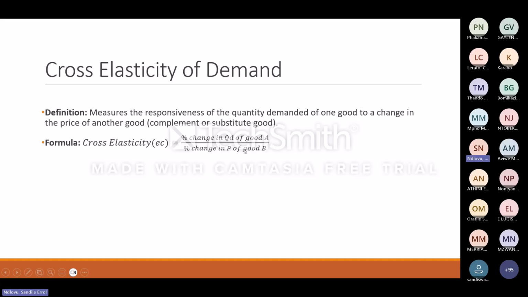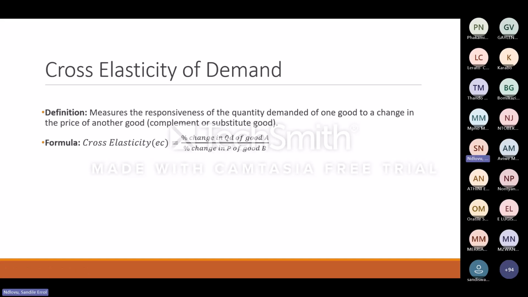Maybe the demand for coffee will decrease by 5%, because coffee and sugar are consumed together, and the price increase of sugar would make coffee more expensive, so people will demand less coffee, right? Because the price of the complement good has increased. So the cross elasticity of complements is negative because these goods go together.